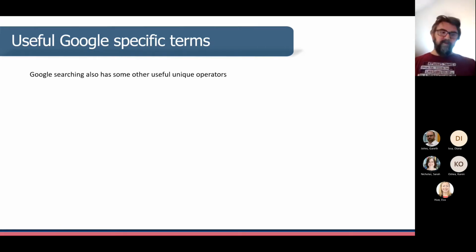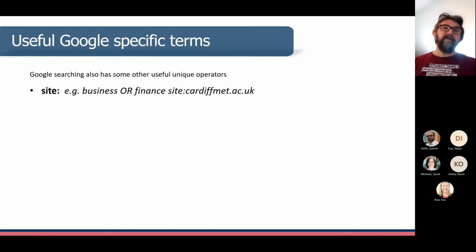So Google itself also has specific terms that can be of use to you. So in addition to the Boolean searching, it has its own particular operators that could be useful for finding things. So you've got site. So if you type, for example, business or finance, and then site: cardiffmet.ac.uk, that will show you all of the pages only on the Cardiff Met website that contain business or finance. So that can be a nice way of searching just specific websites.